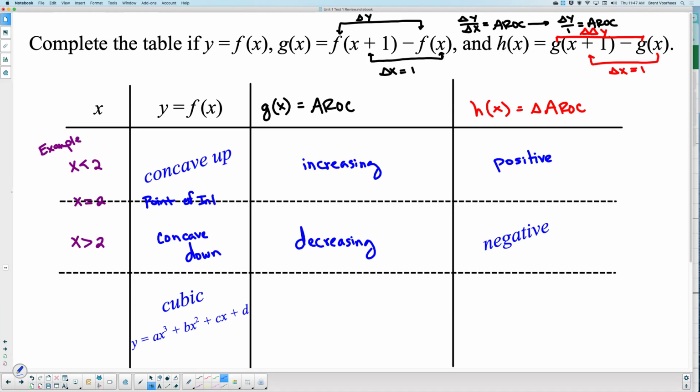Said another way, a point of inflection is the point where concave up meets concave down, or vice versa. It could go concave down first if you're wondering. But where they meet, it's called a point of inflection.